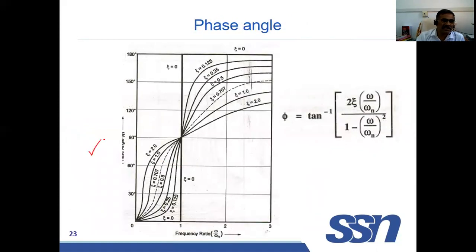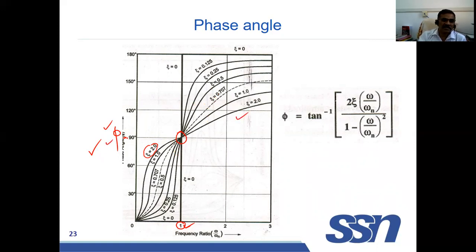This is the graph for phase angle. In the y-axis, phase angle is taken. In the x-axis, omega by omega n is taken. For different values of psi, the graphs are drawn. When omega by omega n is less than 1, the phase angle is less than 90. Exactly at resonance, that is omega by omega n equal to 1, the phase angle is exactly 90 degree. After 1, it is more than 90. That is what you can understand from this graph.